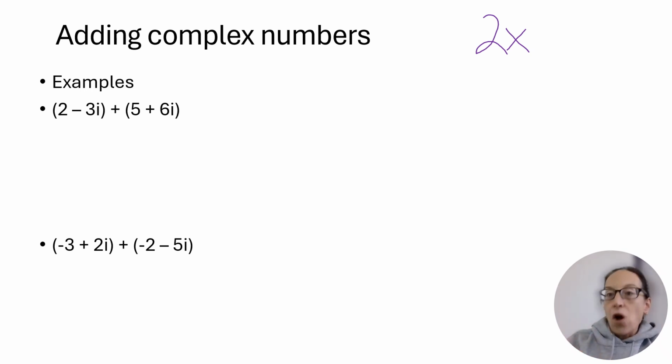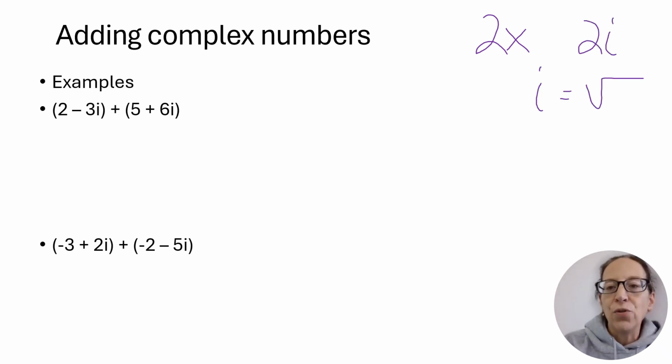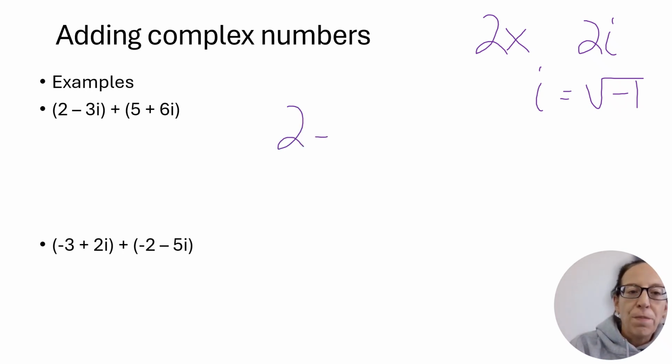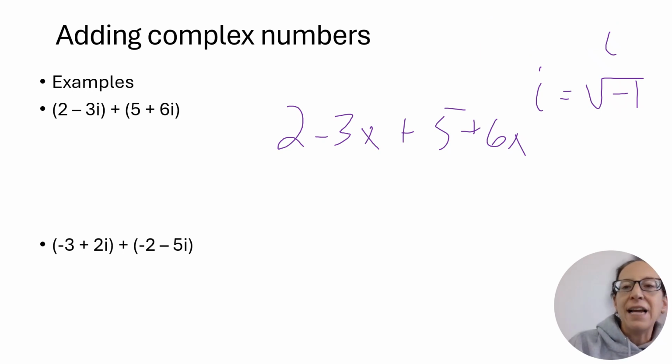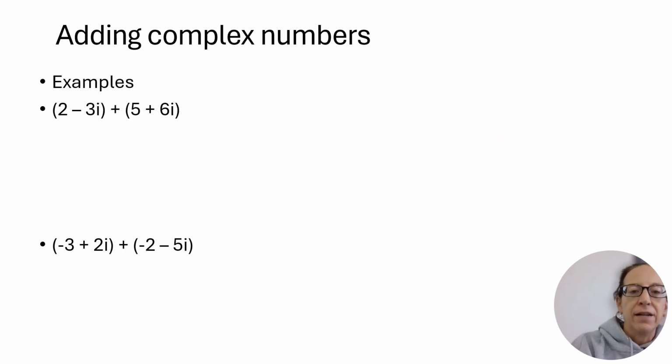Now, the i is also a letter, but it's not a variable, because i is equal to the square root of -1. It's not like i can be anything. i is the square root of -1. But here's the deal: it behaves like a variable when you are calculating with it. So if you can do 2 minus 3x plus 5 plus 6x and simplify that, then you can do the problem that we have here, because the i is going to behave like a variable.